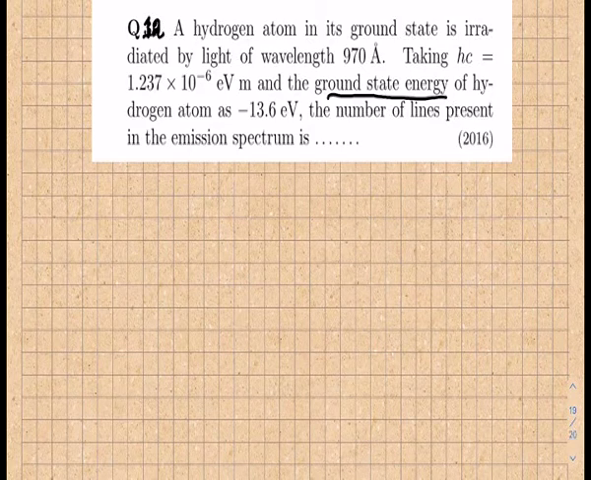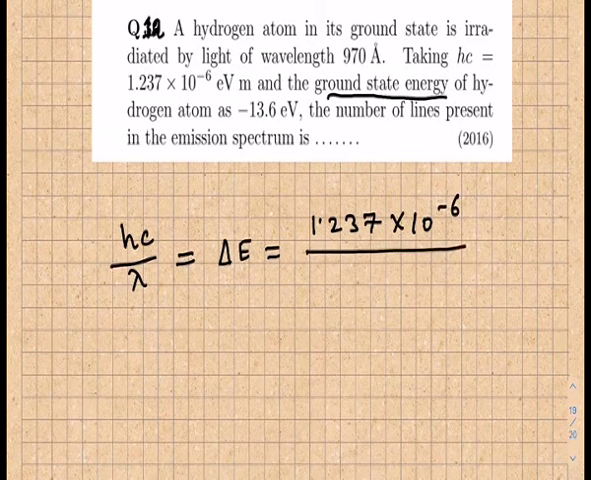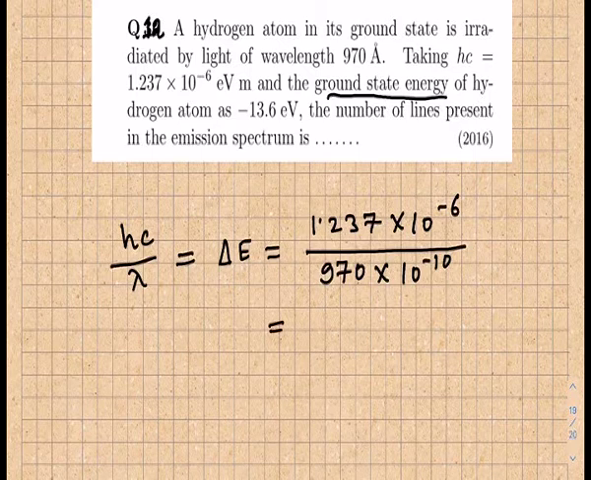Okay, so here what is happening is that when a photon or light is incident on the atom, its energy is hc by lambda, that is, wavelength is given. So you can calculate the energy that is hitting the atom. hc is given, it's 1.237 into 10 to the power minus 6 electron volt meter. So lambda is 970 angstrom. So let me express it in terms of meter, 10 to the power minus 10 meter. If you do the calculation, you will get it as 12.75 electron volt.